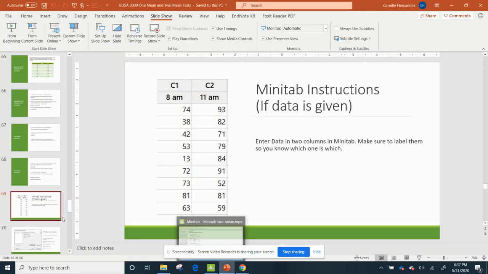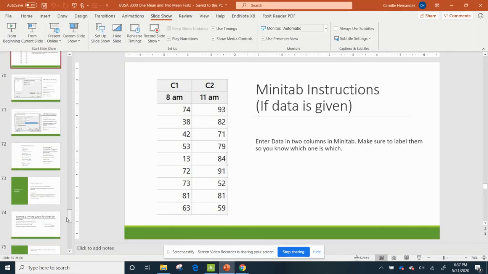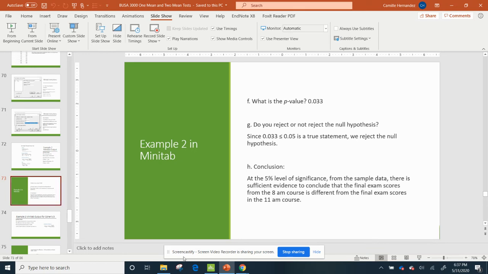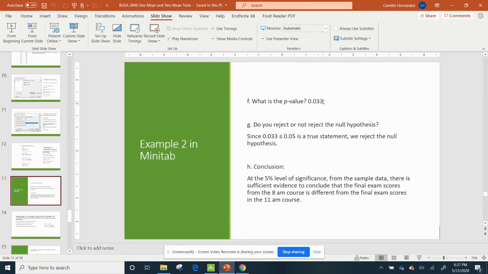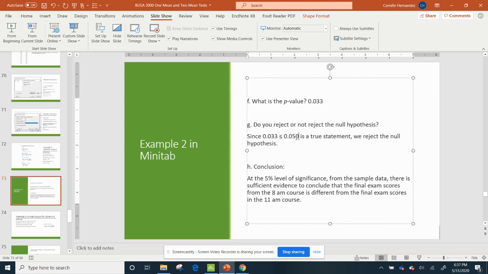Okay, so let's go back to my slide. So I've got everything I need. So what was my p-value? All right, so if I go back, yep, the p-value was 0.033. So since 0.033 is less than or equal to 0.05, and that is a true statement because 0.033 is less than 0.050. And again, I put that 0 so I can compare 33 to 50, and I know 33 is less than 50. So I reject my null hypothesis.